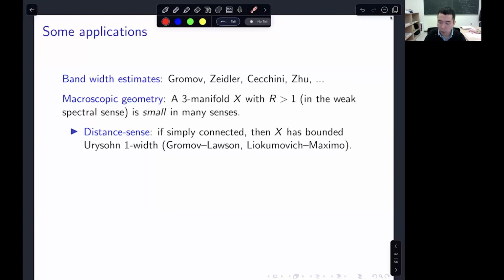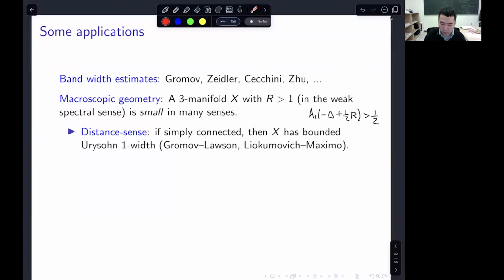So all 3-manifolds with scalar curvature larger than 1, or even in a weak spectral sense. When I say this, I mean I'm going to replace the pointwise condition by the lambda 1 condition. So this is what I mean by the weak spectral sense. Then we know that these manifolds are small in many senses. First of all, the classical distance sense, namely, if X is simply connected, then it has bounded Urysohn 1-width. That's done by Gromov-Lawson. And even if it's not simply connected, the statement is also true. That's a new result by Liokumovich and Maximo.